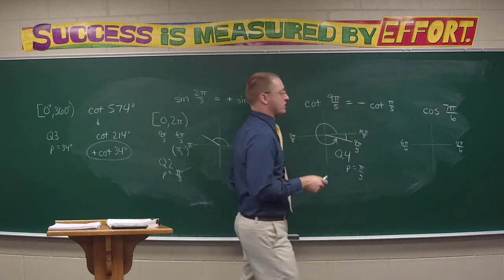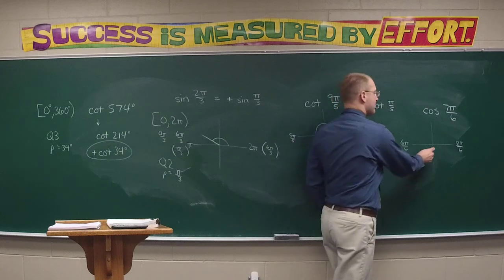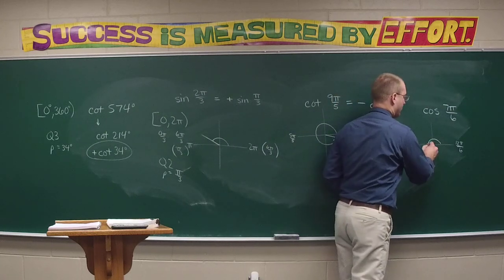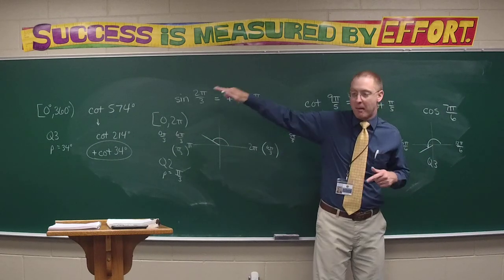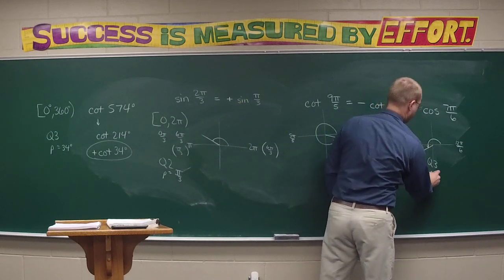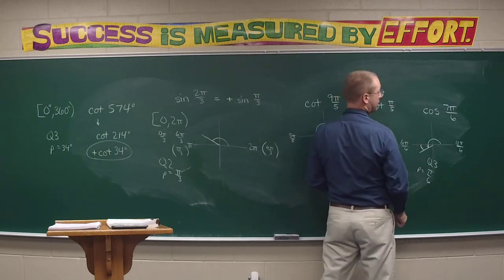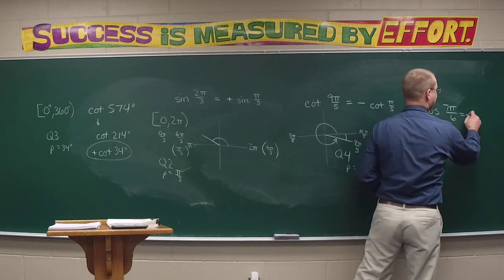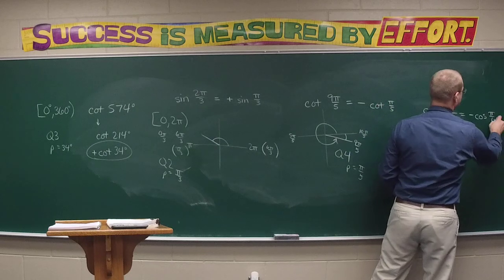Where is 7 pi over 6 in relation to those two angles? Just past the 6 over 6, right? Because it's 7 over 6. So obviously then we're in quadrant 3. How far from pi, or 180, is it? Pi over 6. ASTC, cosine in quadrant 3 is negative. Keep the cosine, keep the reference angle.